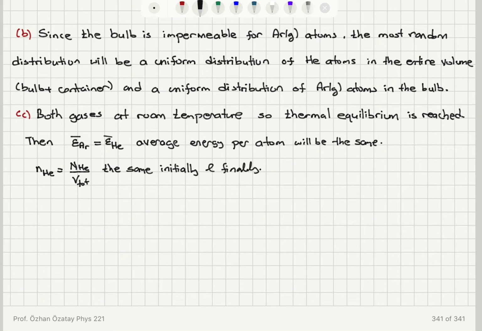Okay, so if I look at the partial pressure of helium, which is 2/3 the number density of helium multiplied by the mean energy per atom for helium, because epsilon bar doesn't change and n doesn't change, the partial pressure of helium will not change. So that means the pressure of helium in the final configuration will also be 1 atmosphere.